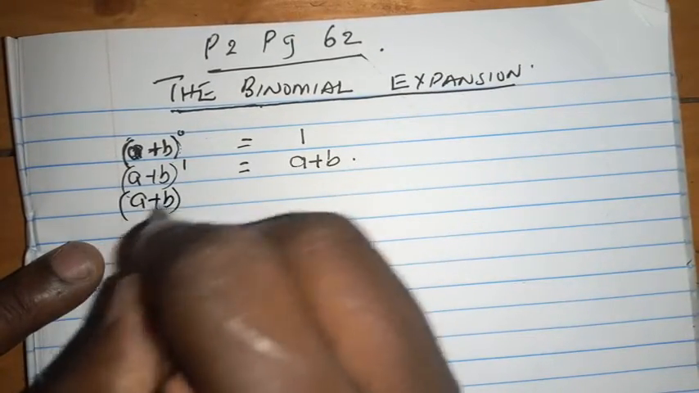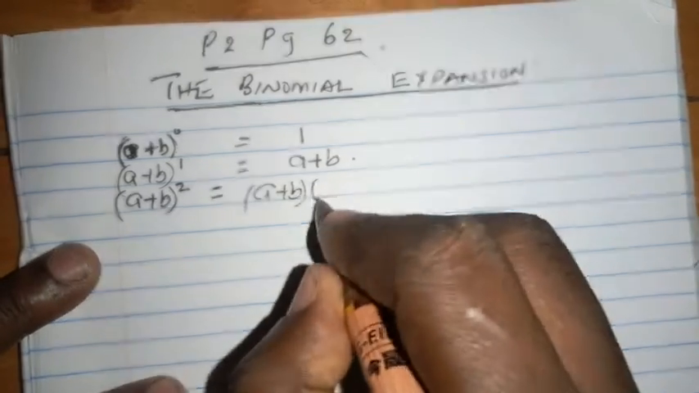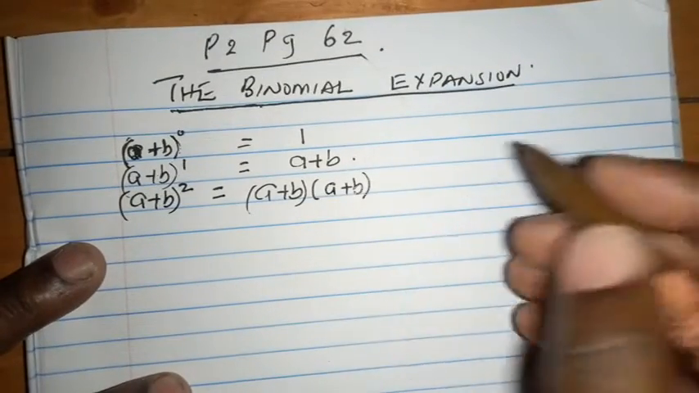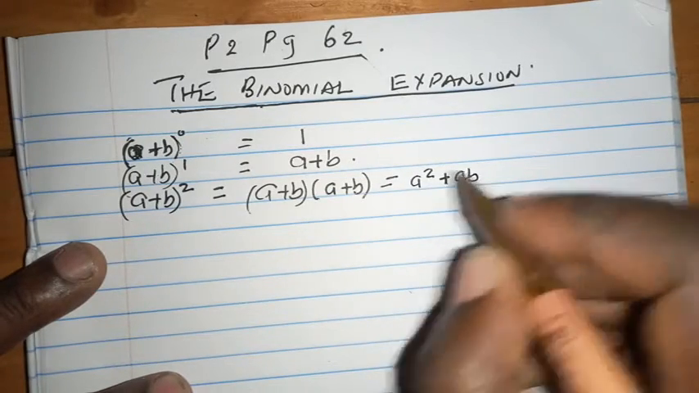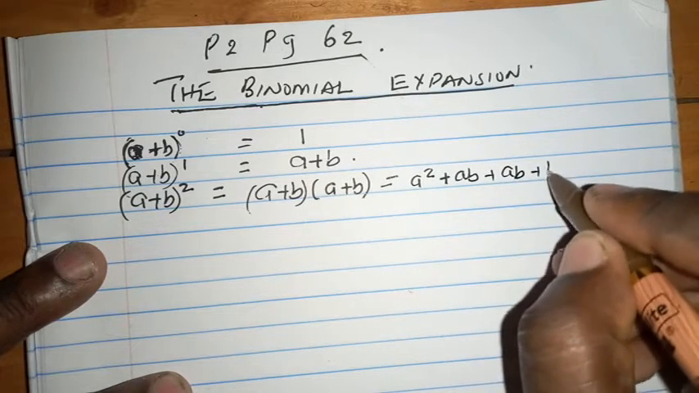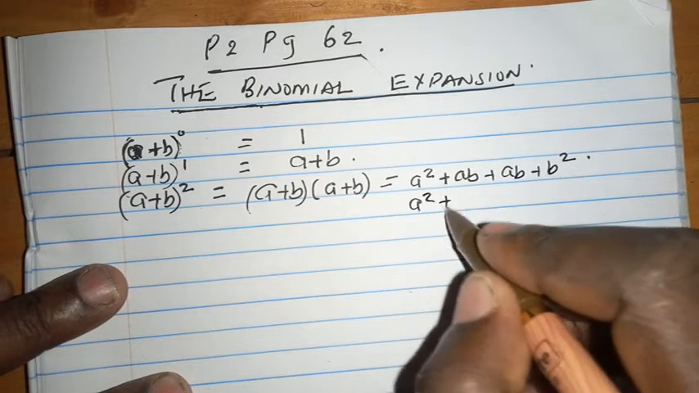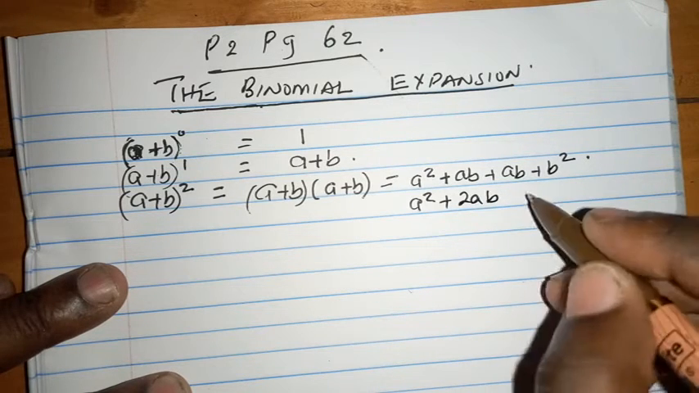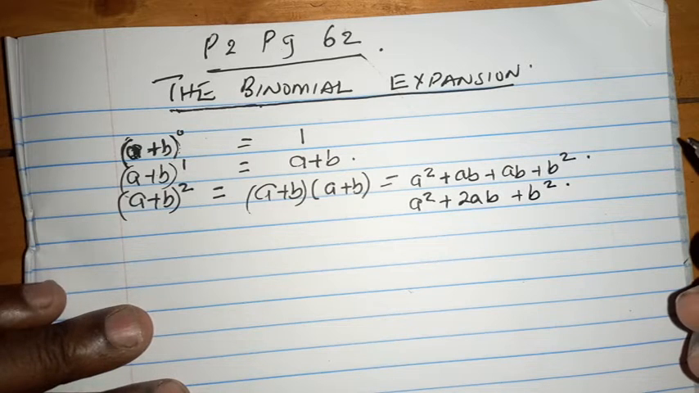But I would want us to look closely at (a plus b) squared, which is (a plus b) multiplied by (a plus b), which ends up being a squared plus ab plus another ab plus b squared. If you collect the like terms here, you're going to have a squared plus 2ab plus b squared. And that is an expansion.